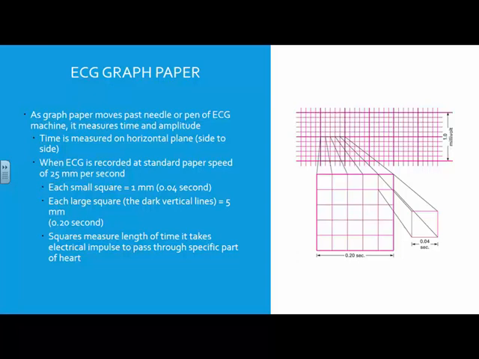Your squares measure the length of time it takes for the electrical impulse to pass through the specific part of the heart. I want y'all to memorize these time values, because when we get to the arrhythmias, we may be looking at a first degree heart block. First degree heart block is going to be a PR interval that is greater than 0.20 seconds. We need to be able to quickly identify the time.